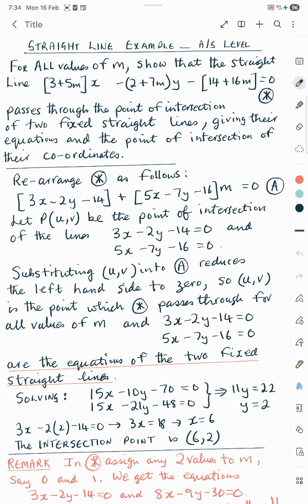Greetings. In this little episode, we want to tackle a straight line example, which is approximately of the United Kingdom AS level. And it goes like this.